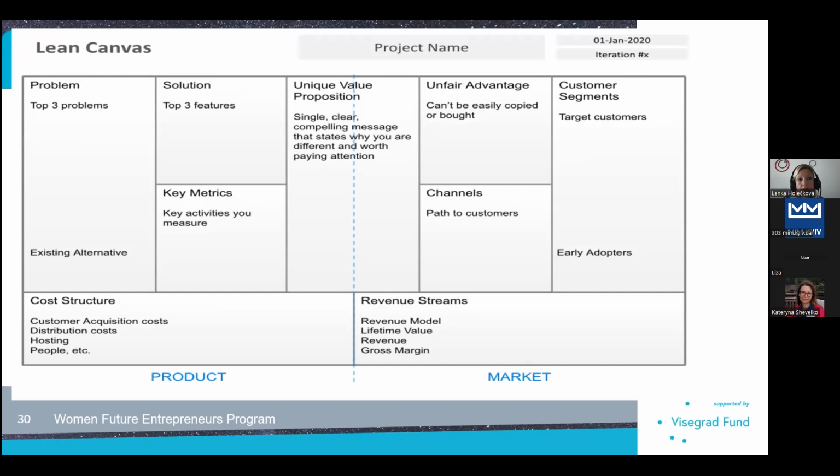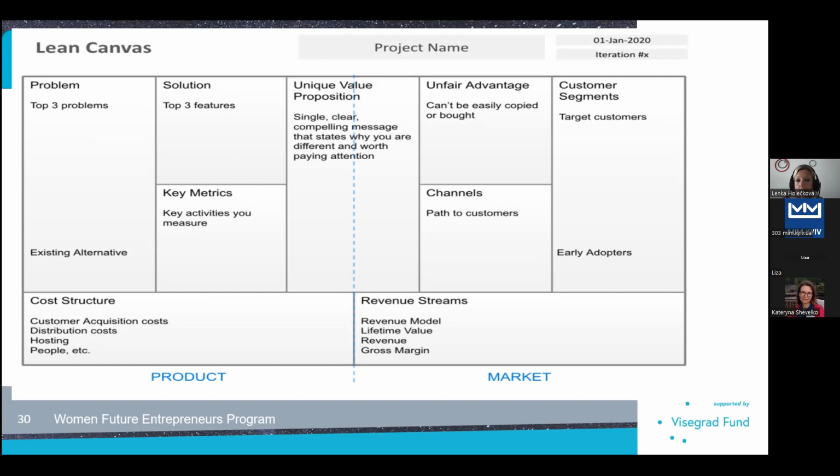And as you can see, we have here our problem, what to focus on and what we solve, what we are offering to our customers, the solution for them, key activities that are measurable regarding our business plan, something unique that we are able to offer to our customers. Our advantage, that is our key advantage regarding our business, customer segments and also channels, revenue streams, and cost structure.